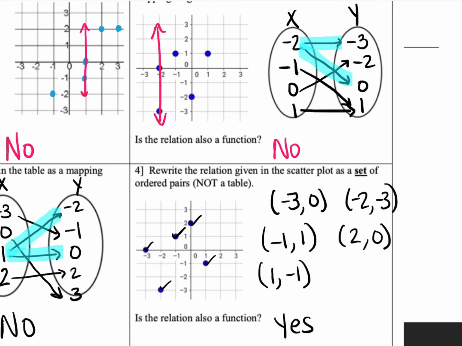Now with a set of ordered pairs, oftentimes we have our curly brackets. Unfortunately, because I wrote a little bit too large, these are not in a complete row, but keep in mind, we keep them in a curly bracket.